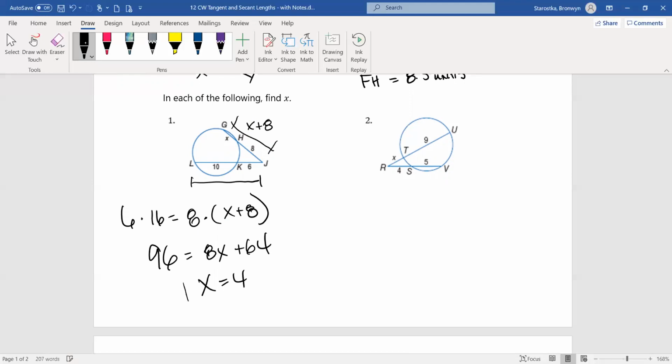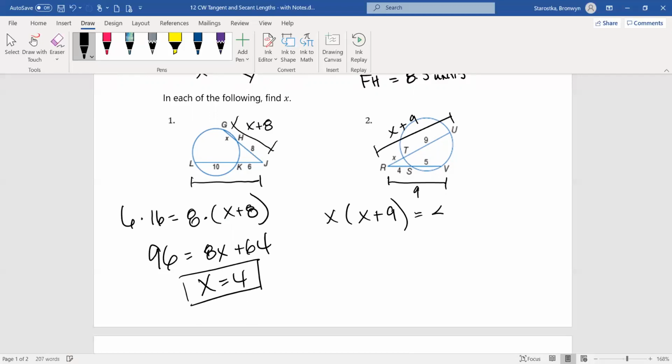x equals... this whole length is 9, this whole length is x plus 9. So we have x times x plus 9 equals 4 times 9. X squared plus 9x equals 36. We need to get that 36 over to the other side. X squared plus 9x minus 36 equals 0.